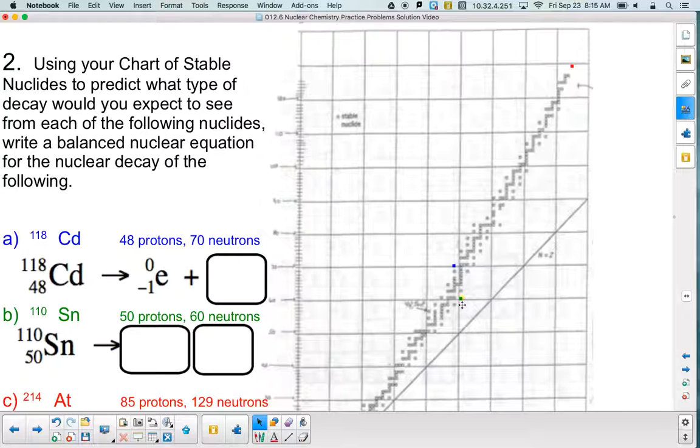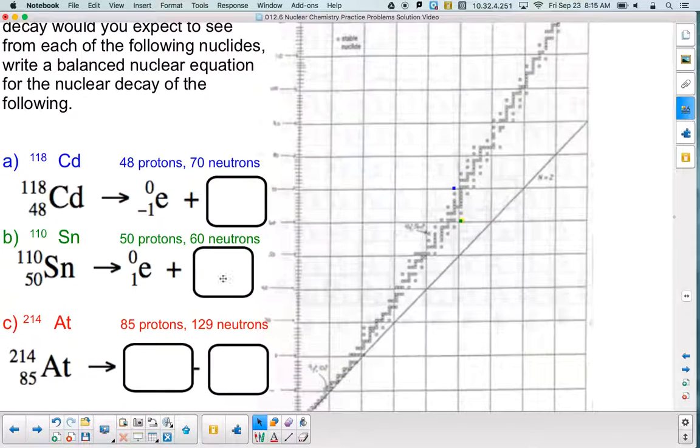My tin is right here. That's down and slightly to the right of the cluster of stable nuclides. So that one is expected to undergo positron decay. And my astatine is way up here. It's simply too large, so I expect that one to undergo alpha decay.